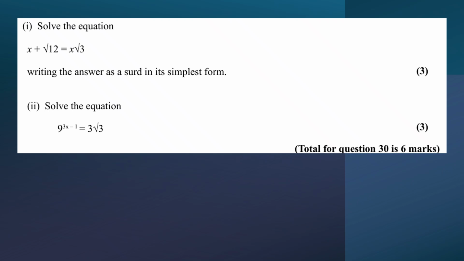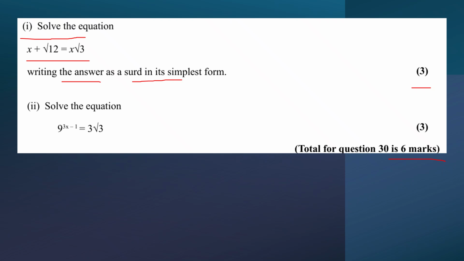Pause the video now, Year 12 and Year 13, and have a look. Can you get 6 marks on this surds question aimed at Year 12 students, so 17 to 18 and 16-year-olds as well, in the UK? Part I. Solve the equation x plus root 12 equals x root 3, writing the answer as a surd in its simplest form. Again, it's worth 3 marks.